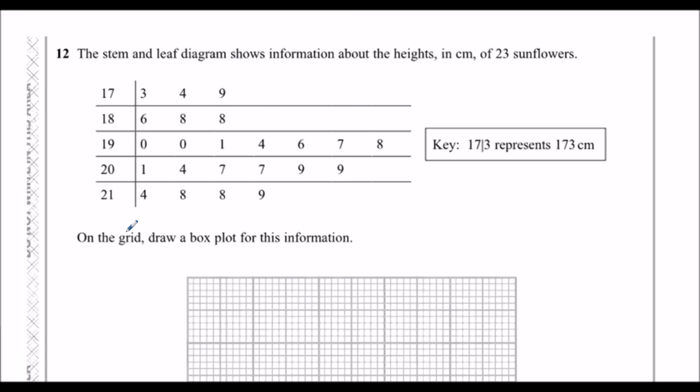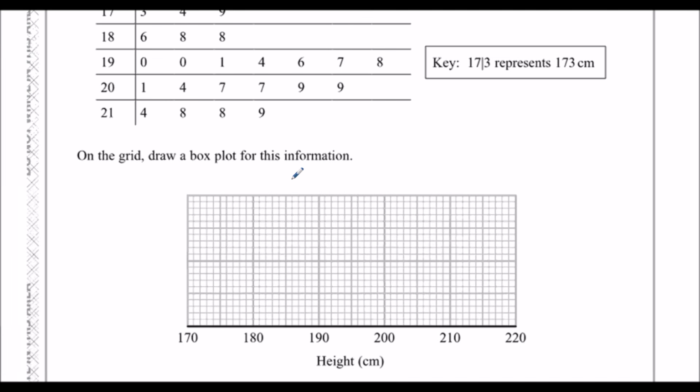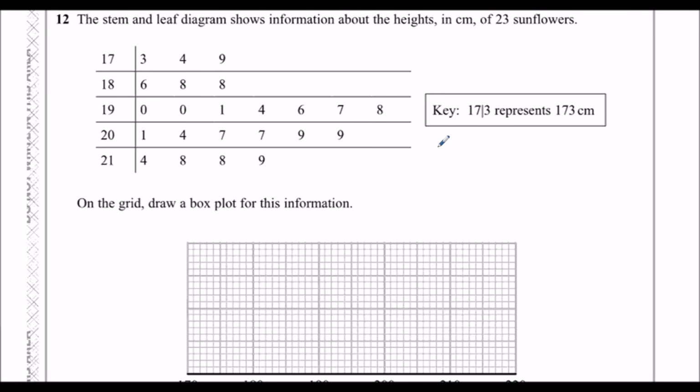Question 12. The stem and leaf diagram shows information about the heights in centimeters of 23 sunflowers. On the grid, draw a box plot for this information. So to draw a box plot, I need to know the minimum, the lowest one. So the lowest is 173. The highest is 219.